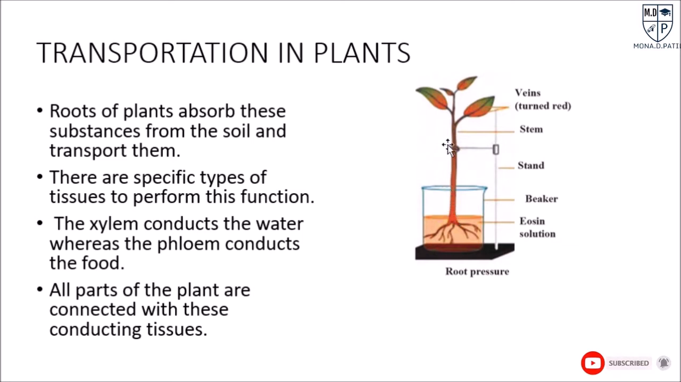And this happens through the tissues present in the plant. There are specific types of tissues to perform this function. These two tissues are known as xylem and phloem. The xylem conducts water whereas the phloem conducts food, and both tissues transfer the water and food to each and every cell of the plant, so they are called conductive tissue in the plant. All parts of the plant are connected with this conducting tissue.